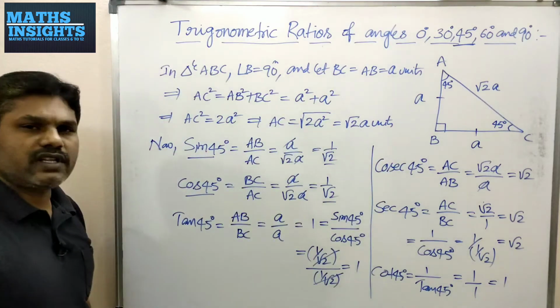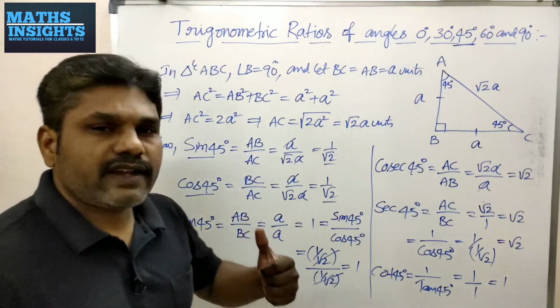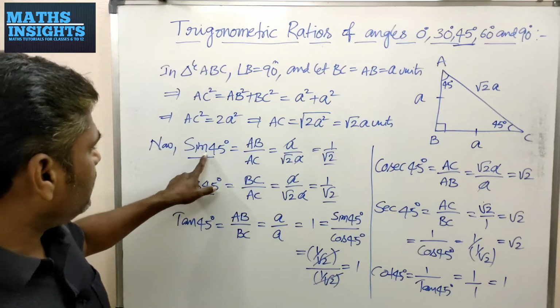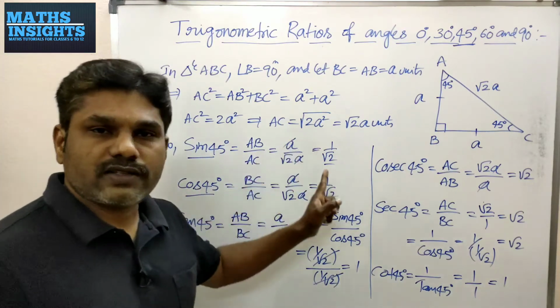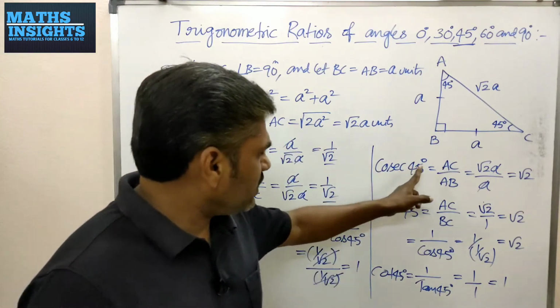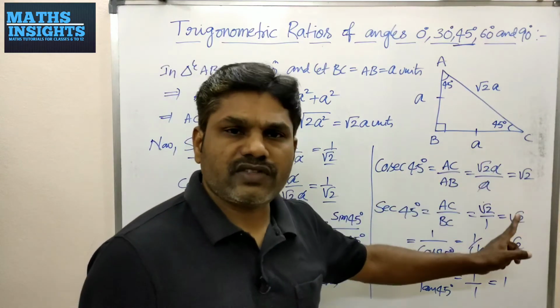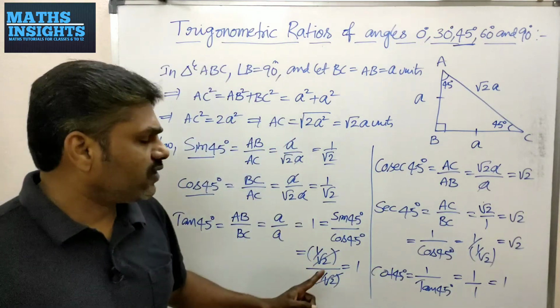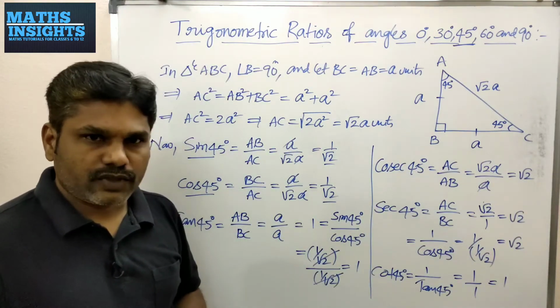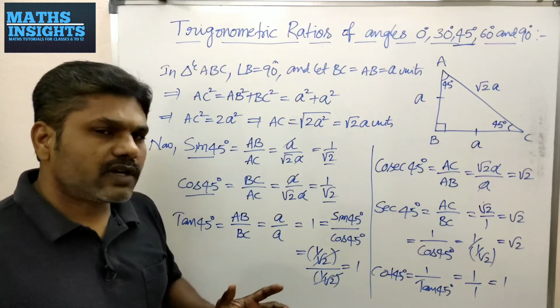If you observe in all this, for the angle 45, sine 45 and cos 45 are the same. Similarly, cosecant 45 and secant 45 are the same. Tan 45 and cot 45 are the same. Keep in your mind and remember these values.